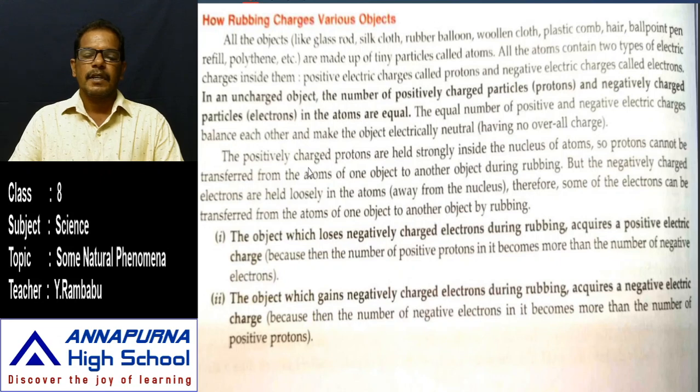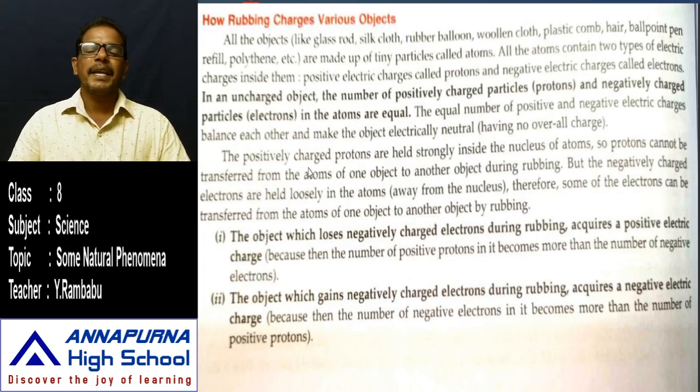In the previous classes we started the 15th chapter, some natural phenomena. In that chapter we already learned how objects or bodies acquire static electricity. Let us learn about this static electricity. If the charges are in motion, that is current electricity, and if the charges are at rest, that is static electricity. For example, in a simple electric circuit, what makes the bulb glow? Charges which are in motion, simply that is current electricity.